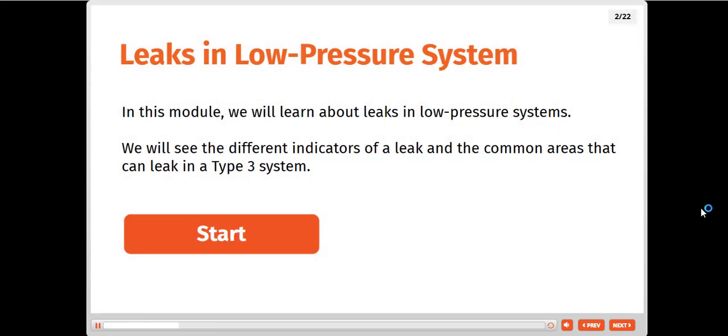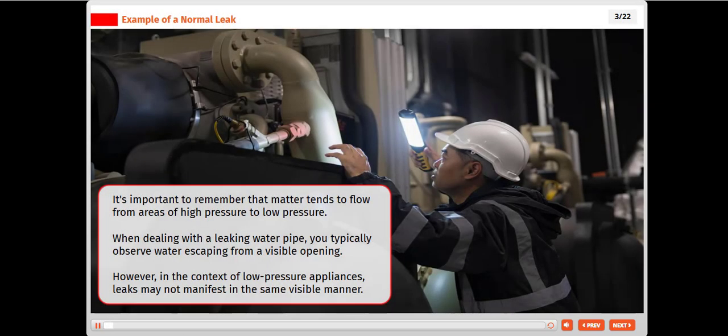In this module, we will learn about leaks in low-pressure systems. We will see the different indicators of a leak and the common areas that can leak in a Type 3 system. It's important to remember that matter tends to flow from areas of high pressure to low pressure. When dealing with a leaking water pipe, you typically observe water escaping from a visible opening. However, in the context of low-pressure appliances, leaks may not manifest in the same visible manner.